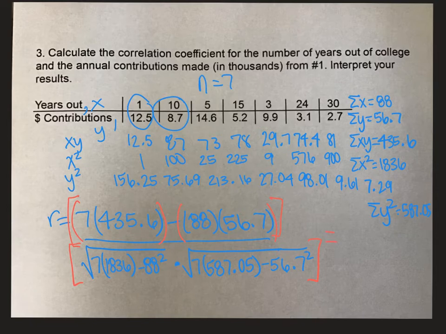And when you plug all that into your calculator, I'm just going to round to 2 decimals. You should get about negative 0.91, which is a strong negative correlation.